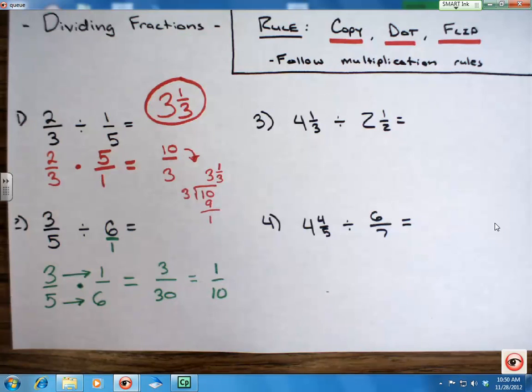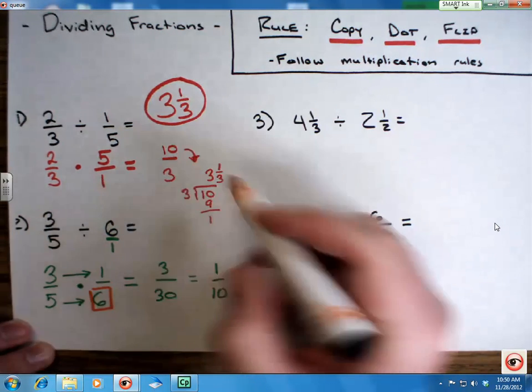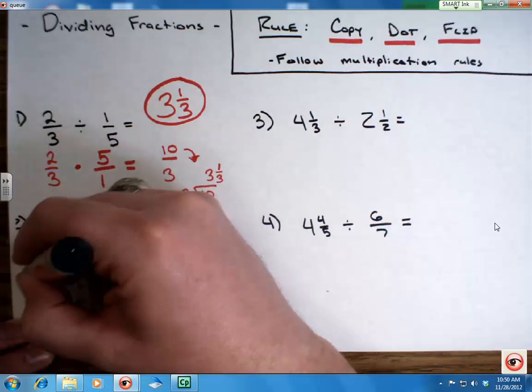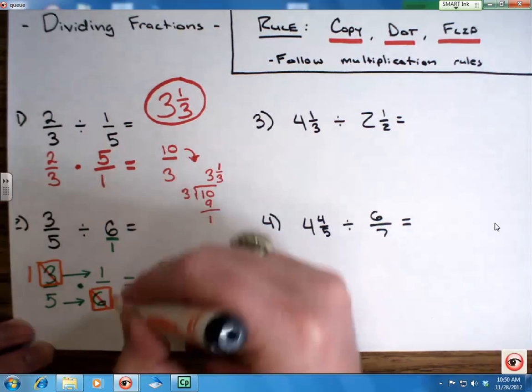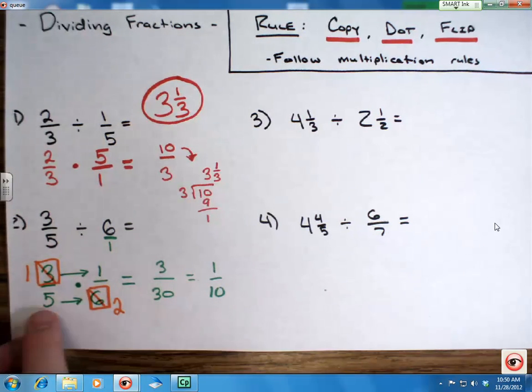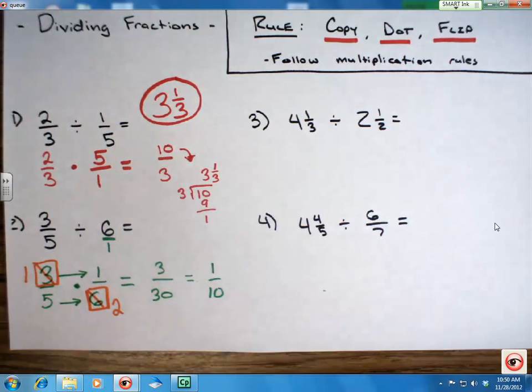Now, I think what you were saying is, can't we simplify before we multiply? The answer to that is yes, because if you look at this, we have a 6 right here and a 3 right here, and we know that 3 will go into 3 and also 6. So 3 divided by 3 would be 1, and 6 divided by 3 would be 2. We multiply that. 1 times 1 is 1. 5 times 2 is 10. You get the same answer. So sure, we could have done that.